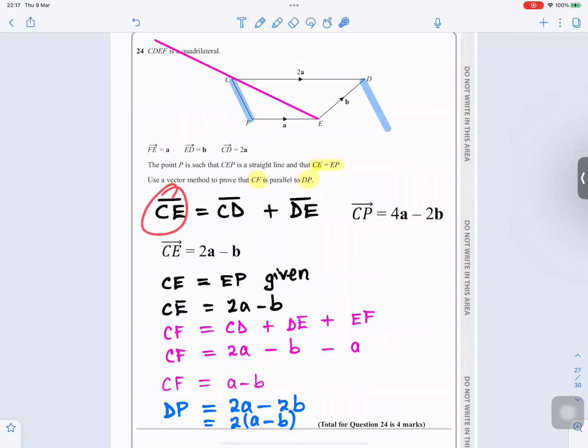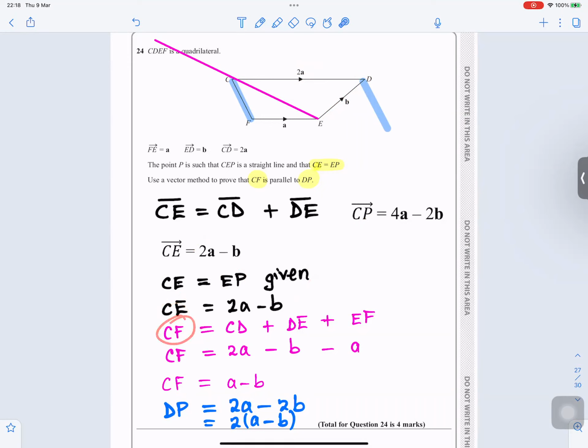So from C to E, we can go C to D plus D to E. So CE is equal to 2A minus B. You go 2A minus B. And CE is equal to EP, and that is given. So that means CE is 2A minus B.